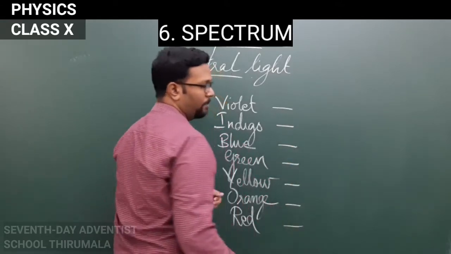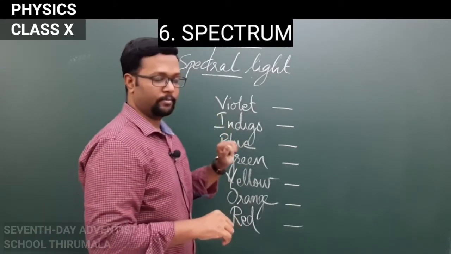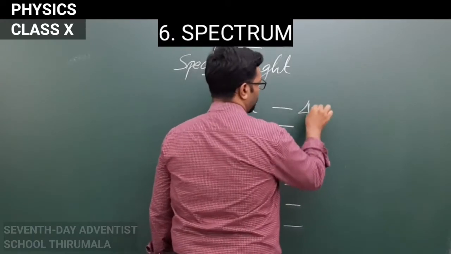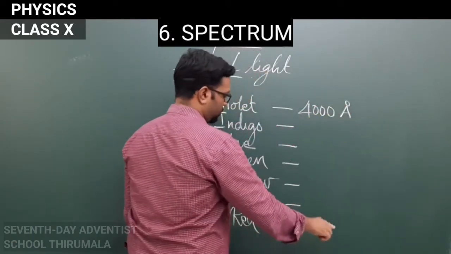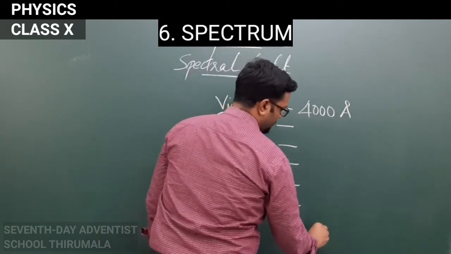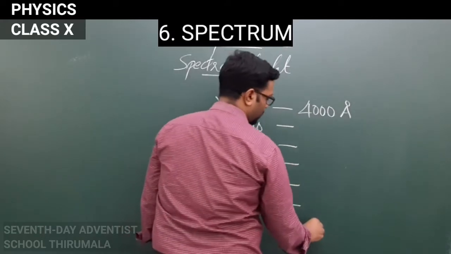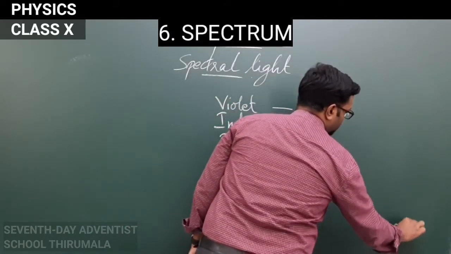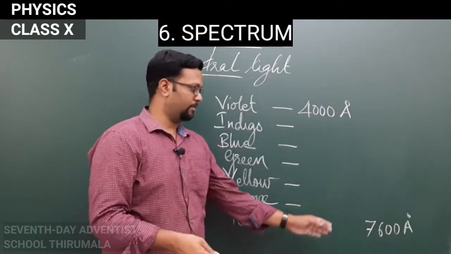So we will just plainly look at the approximate values of their wavelengths. Violet, we can say it has a wavelength in the range of 4000 Armstrong unit. When it comes to red, its wavelength is near to 8000 or 7600 Armstrong unit. So up to 7600 Armstrong unit. Sometimes it is represented as 8000 Armstrong unit.